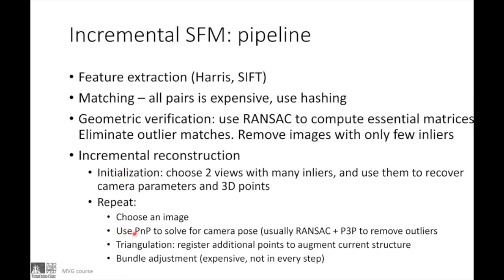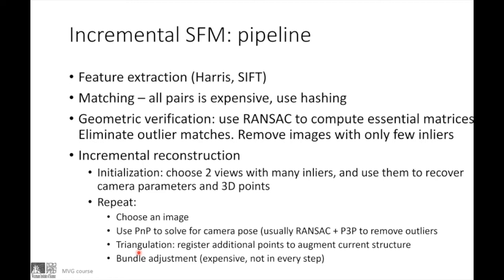This is this step. Use PNP to solve for camera pose. Okay? The next step is to take the correspondences between image 3 and image 1 and the correspondences between image 3 and image 2, which are not common, for which we don't yet have three-dimensional position because we didn't have correspondence between image 1 and 2.